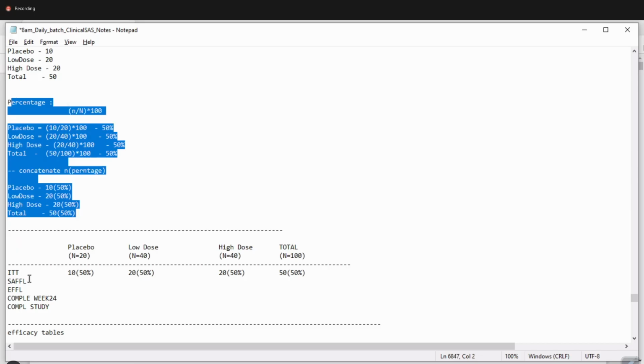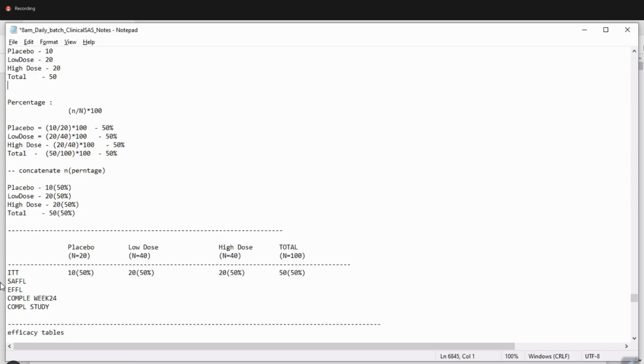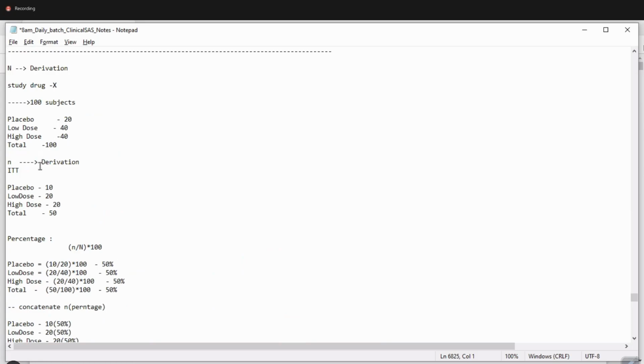Similarly, you have to do it for safety also. Here we derived the small n using the ITT flag, right? Now, instead of the ITT flag, take the safety flag. Take the count, again the percentages, then concatenate.